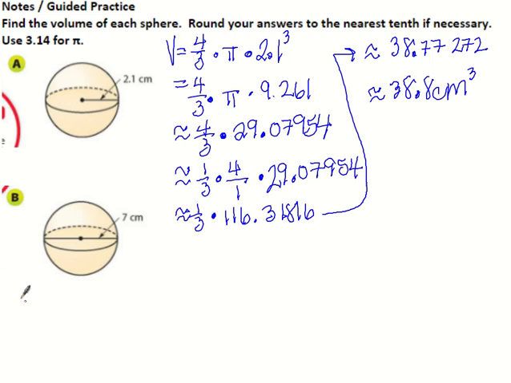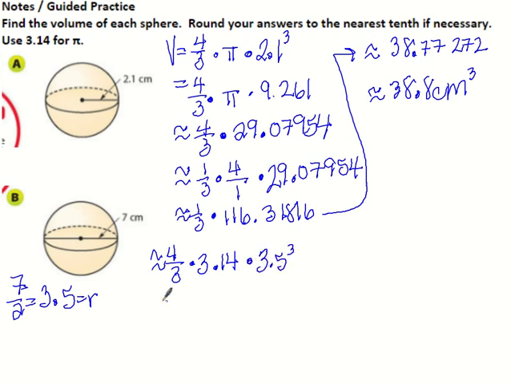All right, so let's do B. I need to take 7 and divide it by 2 first because that's the diameter and I need the radius. So that gets me 3.5. Now that I have the radius, I can go through this process. I'm actually going to change pi to 3.14 right now so I don't have to change it later. I'm going to times by 3.5 cubed.